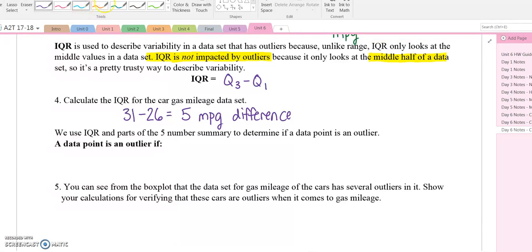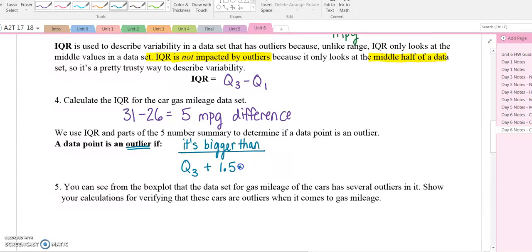But this number also does something else for us. It can help us determine if a data point is an outlier. Okay, a data point's an outlier if it's bigger than, and we have a little formula for you, but I'll explain it: bigger than, we start with Q3, and you add 1.5 times the IQR. So think of this value, ignore the Q3, think of this number right here as a constant. You're going to add that on to Q3 and then put a fence down. And that fence will tell you any points outside of the fence are outliers.